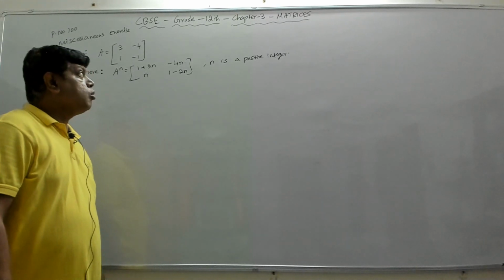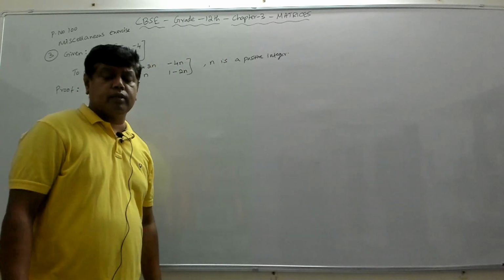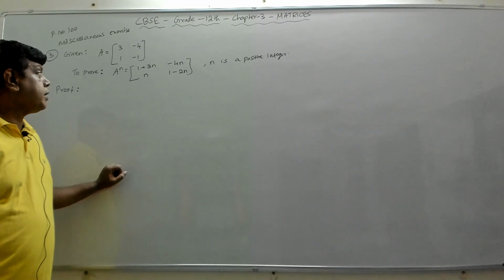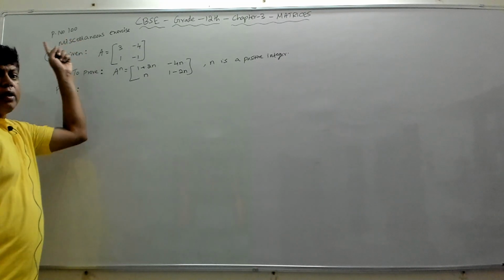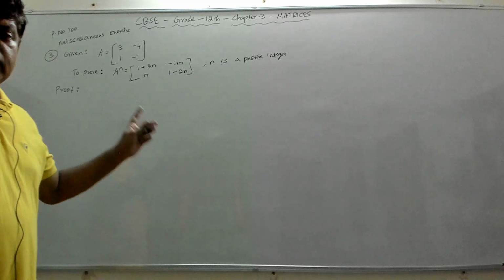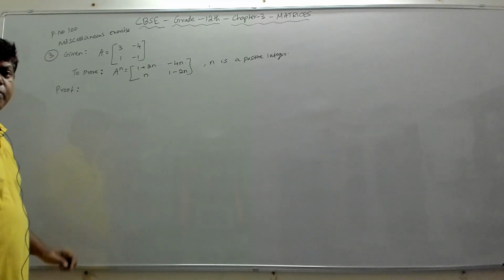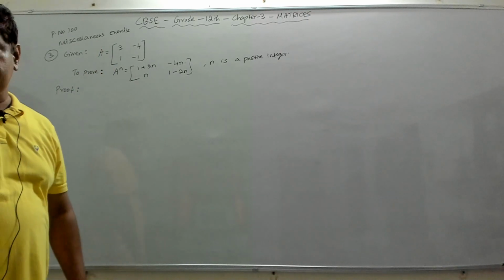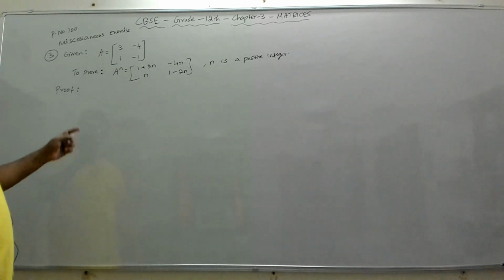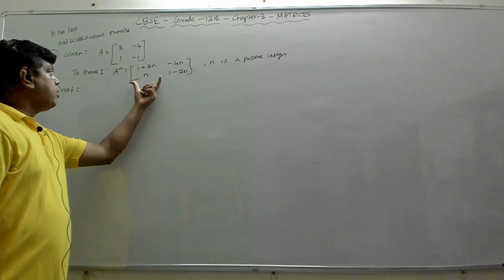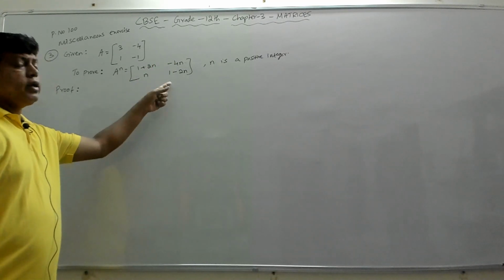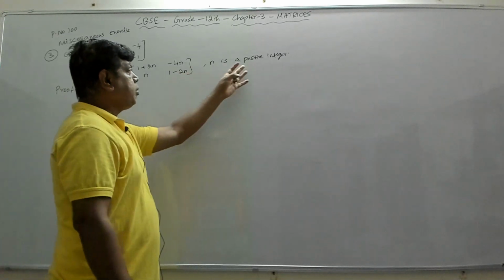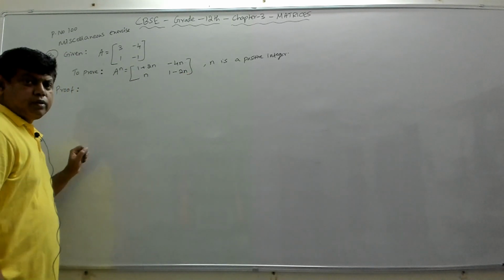In this video, we'll continue with the chapter matrices, which is chapter 3 from your 12th standard CBSE mathematics. I am at page number 100 in your textbook, miscellaneous exercise, problem number 3. Given us matrix A, which is [3, -4; 1, -1], we have to prove that A power n equal to [1 + 2n, -4n; n, 1 - 2n] for every positive integer n is true. We have to prove this.